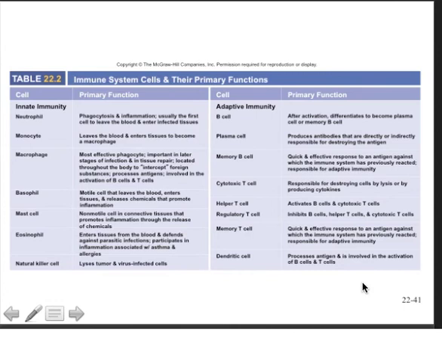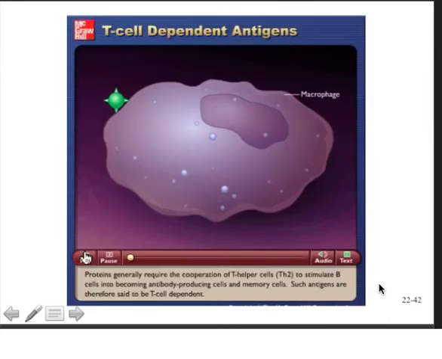So this table is just showing you the different immune system cells and their primary functions. Again, I won't go through each of these. Just star this slide, know this material. Again, this is excellent test and quiz material. So let's take a look at T cell dependent antigens.